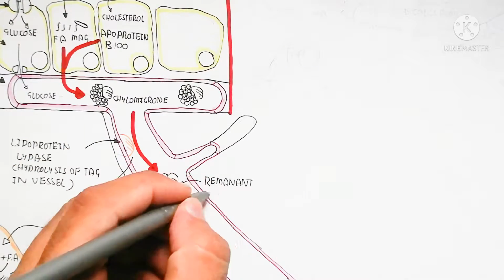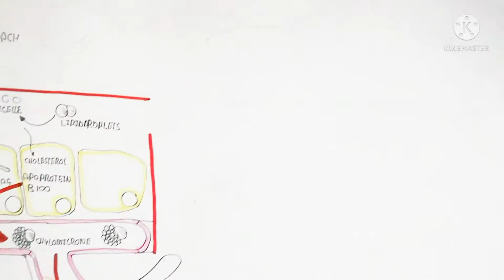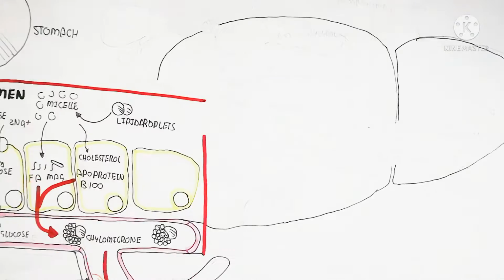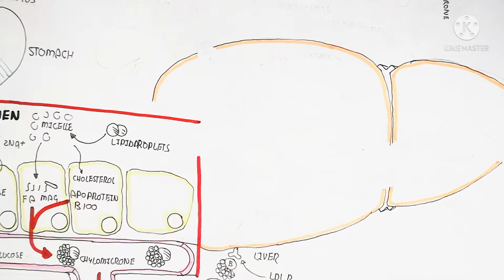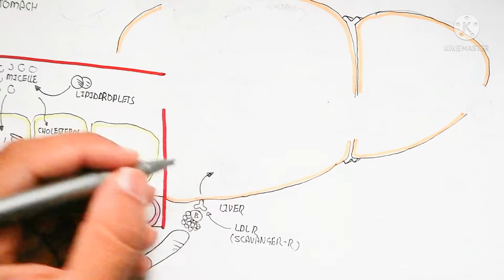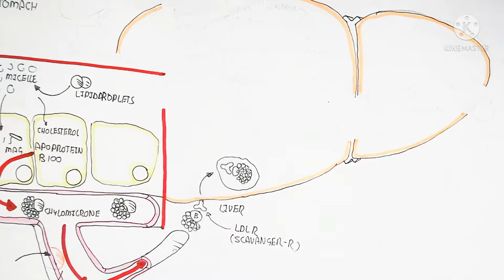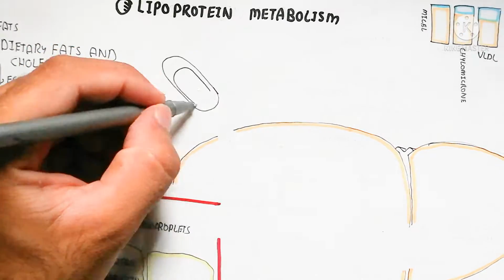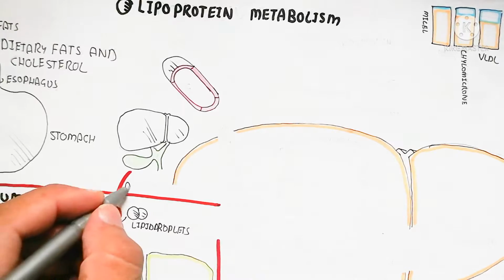After this, the remnant chylomicron, after the deposition of fat, will go into the liver, which contains the LDL receptor or scavenger receptor. The extra cholesterol will be excreted from the bile as bile pigment and bile salt. Endocytosis through the scavenger receptor moves it inside, and the endosome binds together for splitting of the monoacylglycerol.